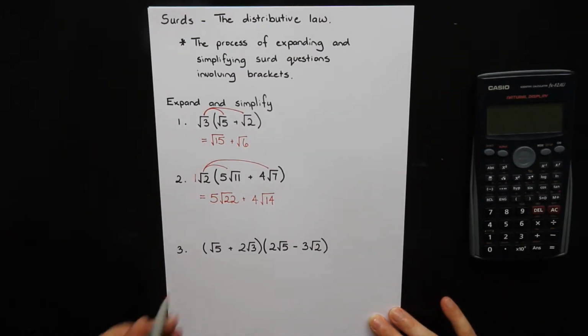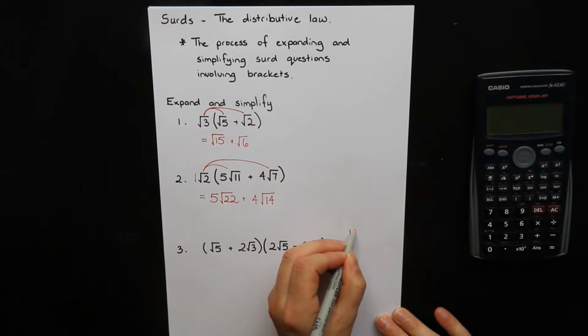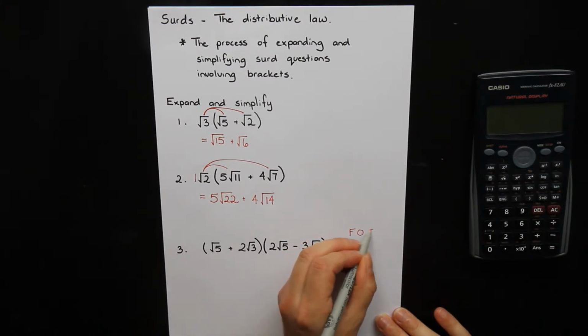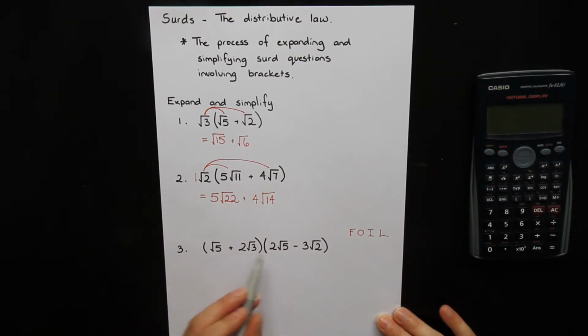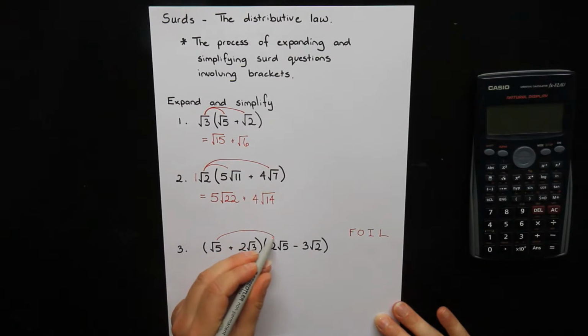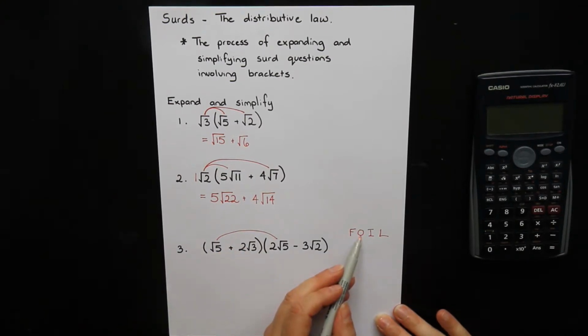Question 3. Now we have two sets of brackets, which you might have heard the expression before, FOIL, F-O-I-L. The F stands for first, the first thing in each bracket. The O stands for outside, the I stands for inside, and the L stands for last. So let's do them one at a time.